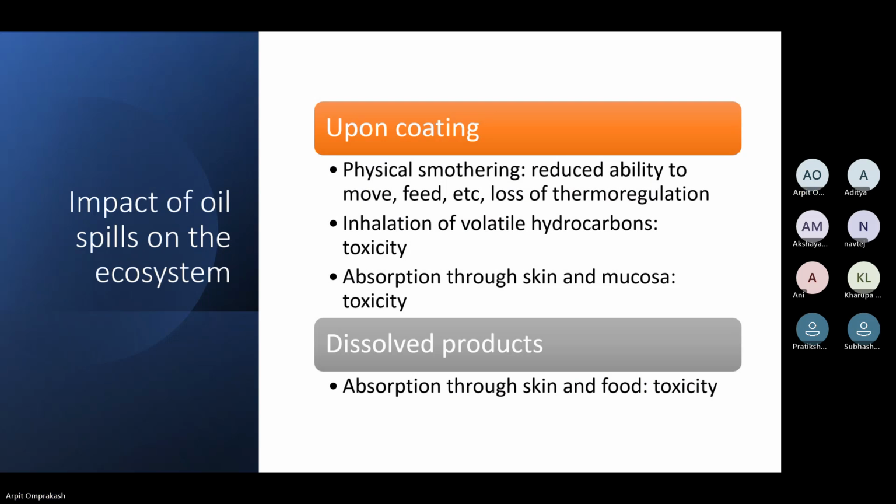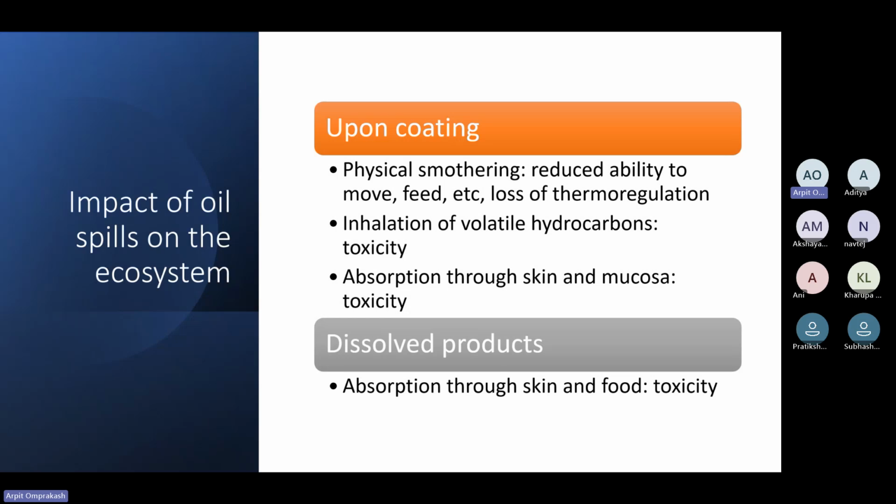Right. The second thing that happens upon coating is that some volatile hydrocarbons might be present in that oil, on your skin or body, which animals might inhale by chance. And the third thing is absorption through skin or mucosa. Both of these options lead to toxicity in animals.